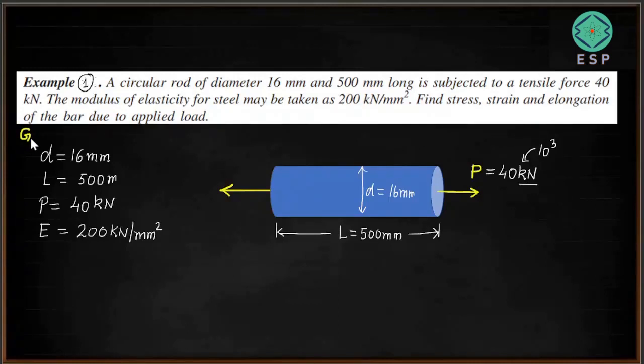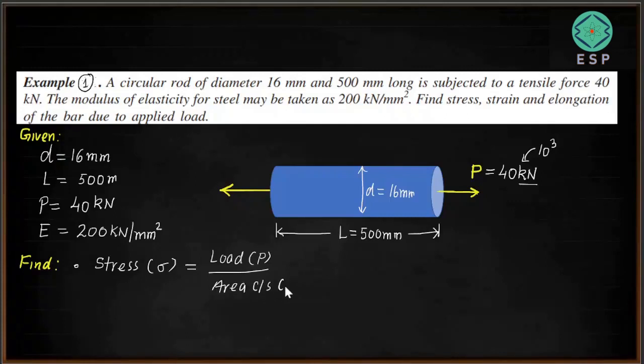This is the given information, or data we can say, and then we have to find the first thing, the stress. Stress is question mark. But what is stress basically? Stress is load divided by area of cross section. Area of cross section is A. Load divided by area. The second thing we have to find is strain.